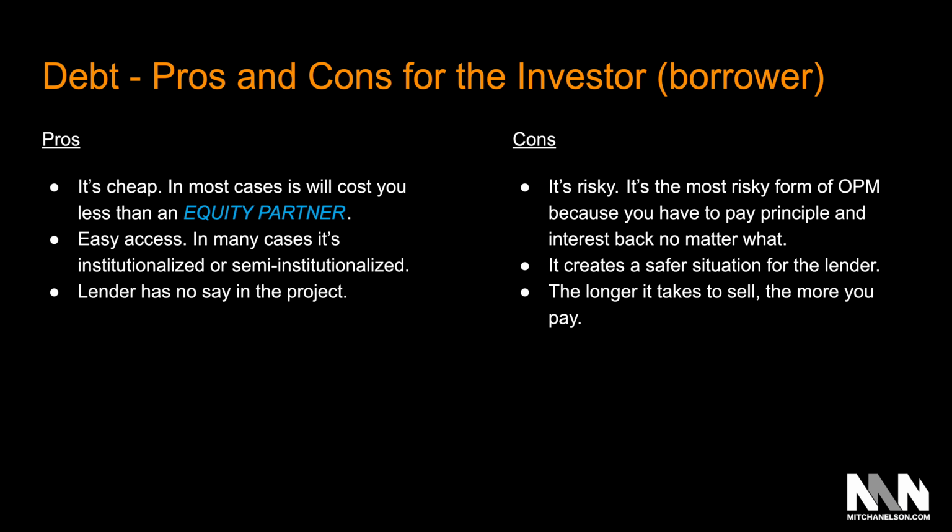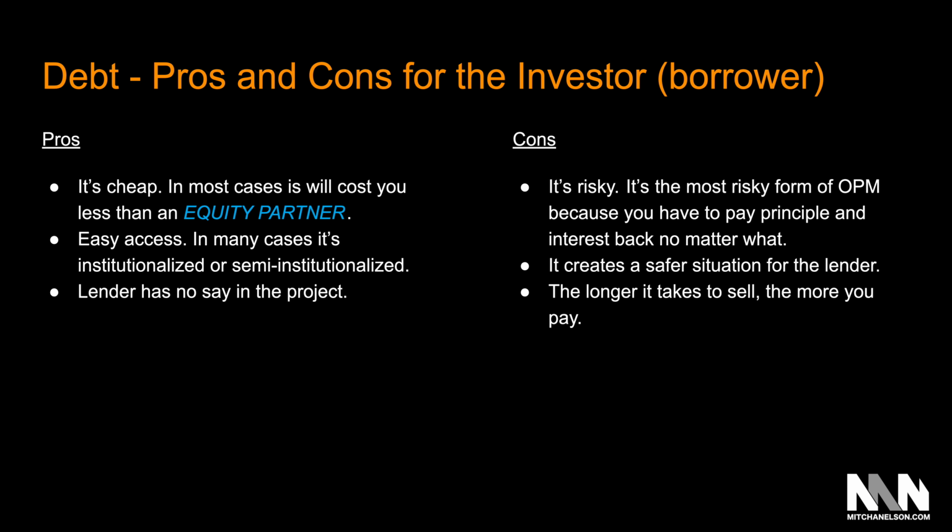There's easy access to debt lenders that are willing to fund fix and flips, and I'm going to teach you some of those strategies as we get into Module 4 and 5. In many cases, it's institutionalized or semi-institutionalized. Institutionalized just simply means it's got a structure a lot like what you're used to with the bank that you bank at. Another one of the pros is the lender has no say in the project. When you borrow the money, you're going to show them your plan as to what you're going to do with the property, and they could choose to lend or not. But once they've lent you that money, you pretty much have free rein to do whatever you want to do and to make any decisions you want to make along the way. So they have very little operational say in the project.